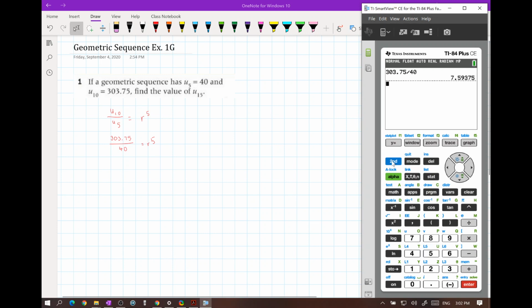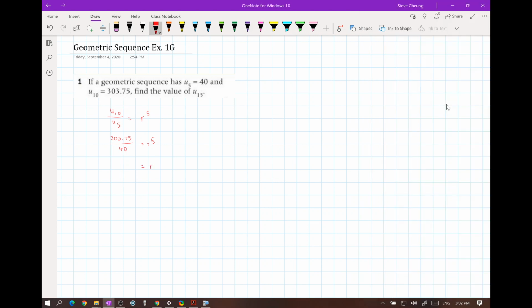So I'm going to be taking the nth root. In this case, I want the fifth root. So that's 1.5. Now the easy way is to take one of the terms. So for example, if I start from the 10th term, all I've got to do is multiply this by r to the power of 5.